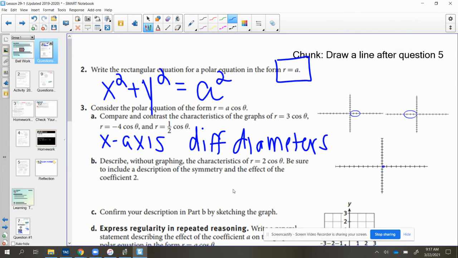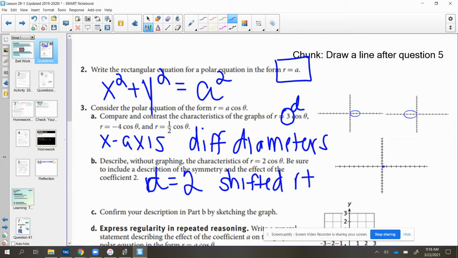Without graphing r equals 2 cosine theta, there are some things we could probably say about this graph. We know that it's going to have a diameter of 2, right? We're noticing there's a correlation between the diameter and the leading coefficient here. And as this is positive, it's going to be shifted to the right. So the center would be at 1, 0, right? Because we're shifted to the right, and if the whole diameter is 2, the center would have to be at 1, 0.